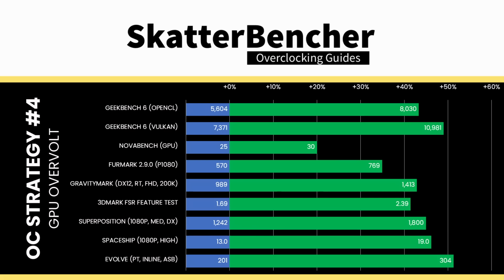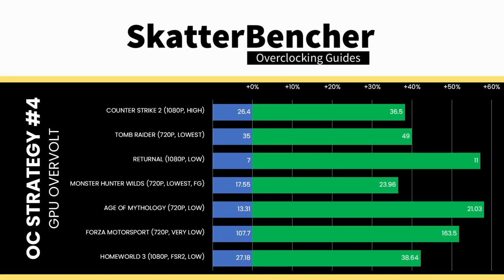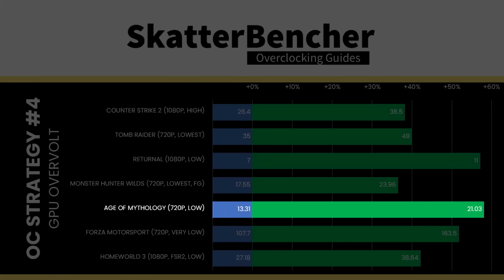we reran the benchmarks and checked the performance increase compared to the default operation. By marginally increasing the effective clock frequency, we get a minor bump in performance in most of our benchmark workloads and games. The geomean performance speedup over stock is plus 49.85%, and we get a maximum benchmark speedup of plus 58.08% in Age of Mythology.